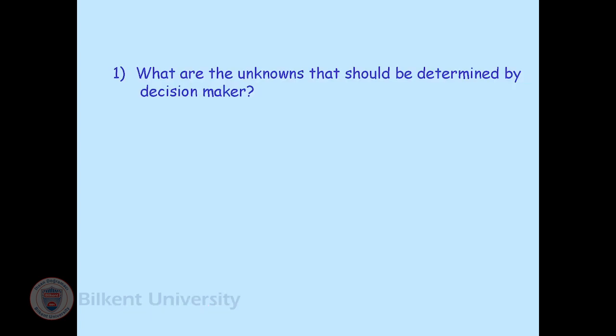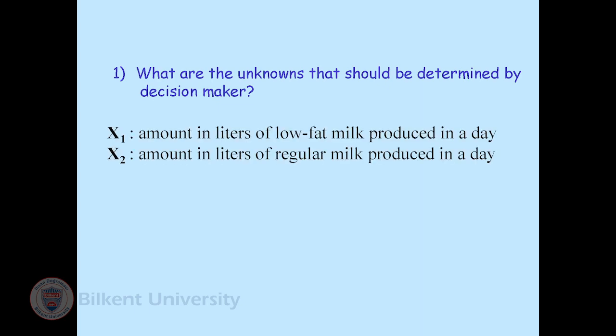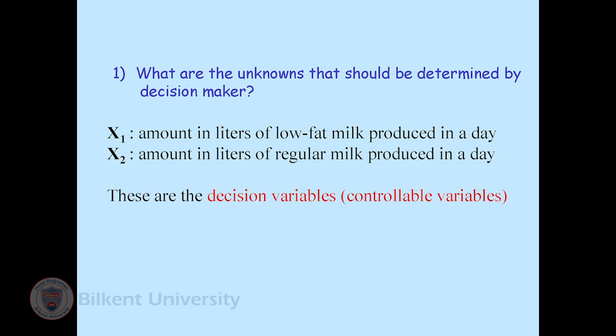So what are the unknowns that should be determined by the decision maker? Those are actually my decision variables, x1 and x2. I represent by x1 the amount of liters of low-fat milk produced in a day, and x2 will represent regular milk. Those are my decisions. These are called decision variables, terminology that you should be learning.